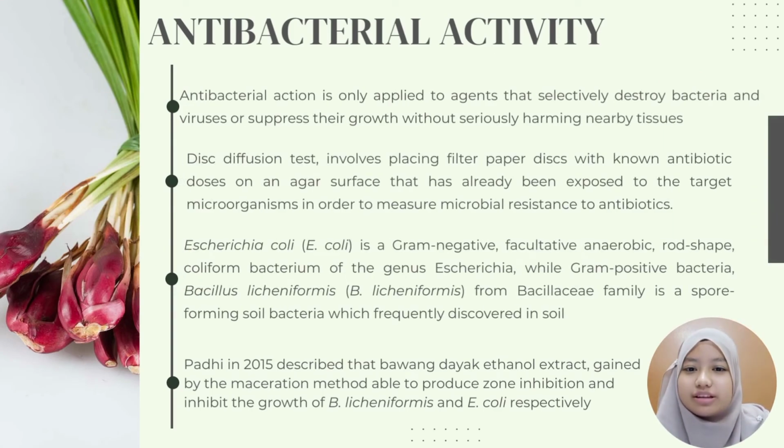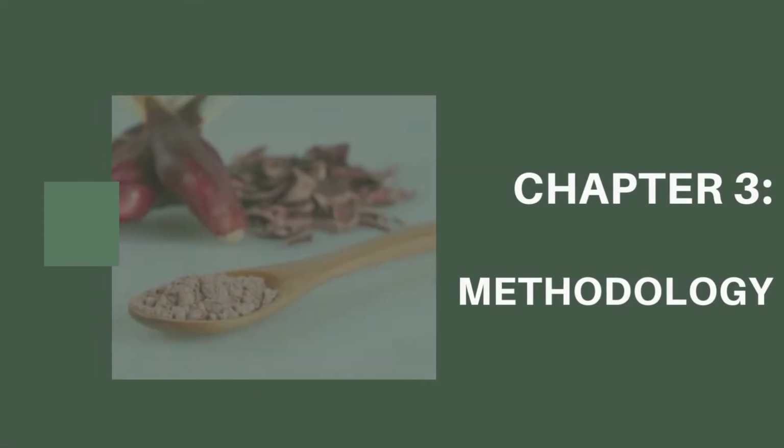Antibacterial activity can be defined as activity which inhibits the growth of bacteria such as Escherichia coli or E. coli as a gram-negative bacterium, and Bacillus licheniformis or B. licheniformis as a gram-positive bacterium, by using an active agent to prevent the formation of microbial colonies. And the diffusion test is one of the sample techniques. Gentamicin as a positive control in antibacterial activity is one of the modern antibiotic drugs which usually treats skin disease. Padi in 2015 mentioned that bawang dayak extract from maceration extraction is able to produce zone inhibition well in both E. coli and B. licheniformis.